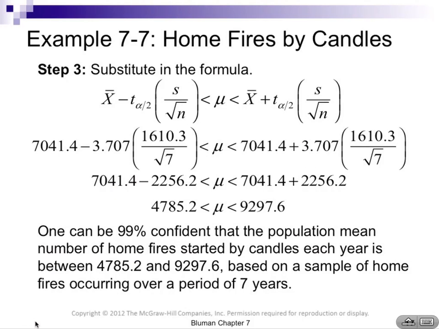Okay, so we go on. We put all our data into the formula that we just found. 7041.4 minus the t-score times s over the square root of the sample size. Again, don't forget, you use the sample size on the bottom, not the degrees of freedom for this bottom number. You get a range, and this is your answer here.